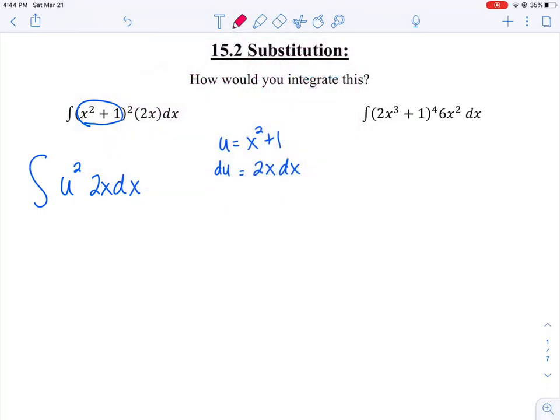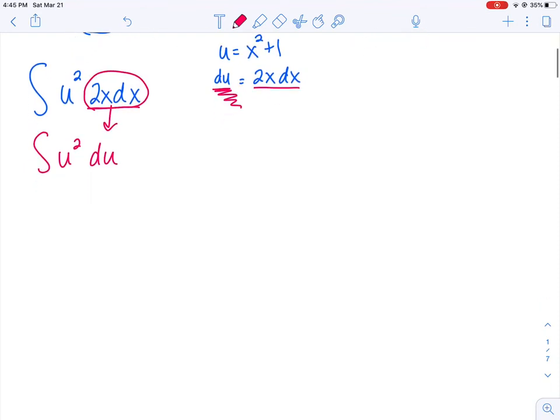Oh, and doesn't that kind of look familiar? Doesn't this 2x dx and this 2x dx have the same stuff in it? So in my integration problem, instead of calling that a 2x dx, what is 2x dx equivalent to? Well, didn't we say over here that 2x dx is equivalent to du? So now I'm going to actually take that out and call that du instead.